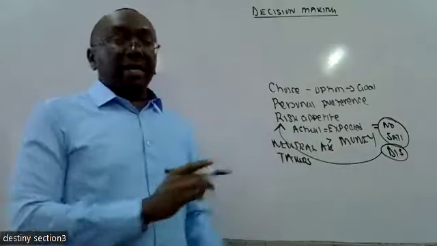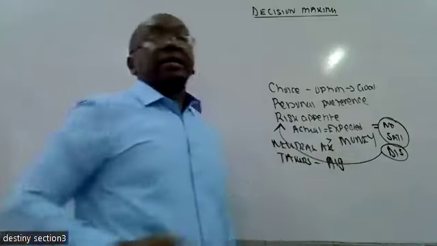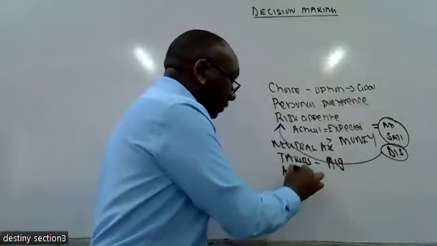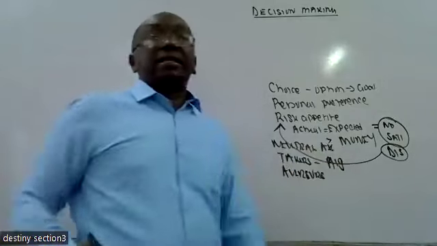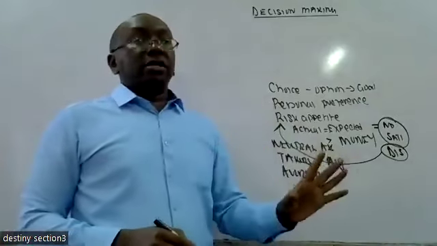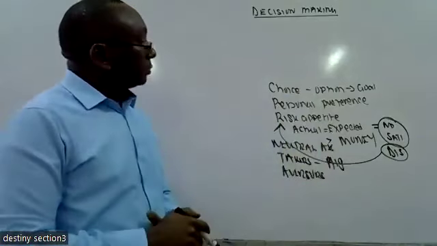Then we have those we call the risk takers. They compute risk and they go for the option that has the highest risk. Then number three, we have risk averse. These are people who compute risk, but they go for the lowest risk. They avoid risk. So you fall in one of these three.